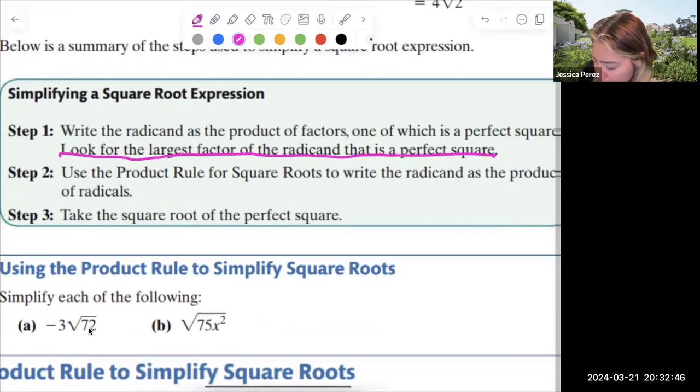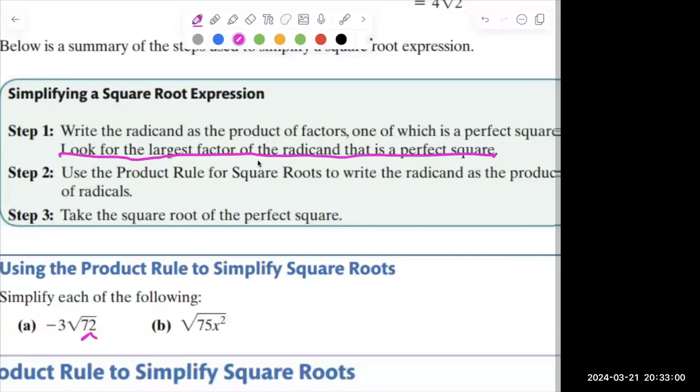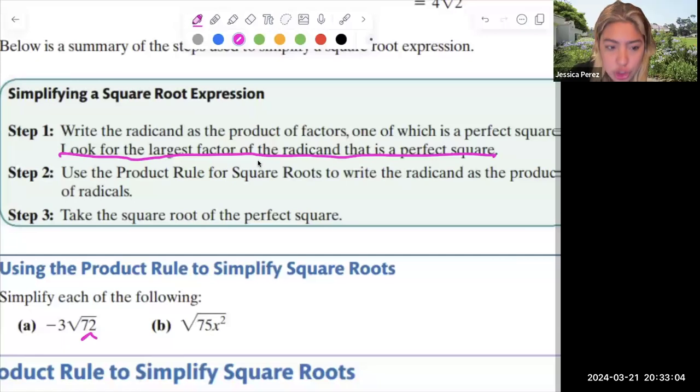72 is a product between what two numbers? So think about it. We want the greatest. So yes, we do have 8 and 9, but there's one more that's greater. Michael? 36 and 2. Yes, thank you, Nick. 36 and 2. So we're going to break down 72 as 36 times 2.